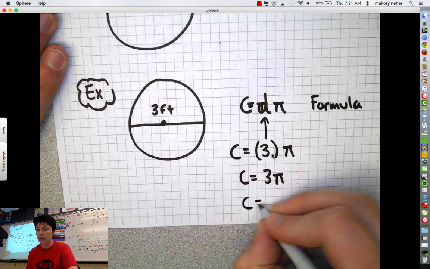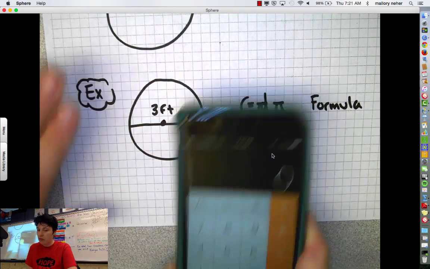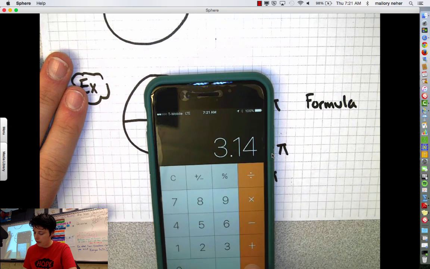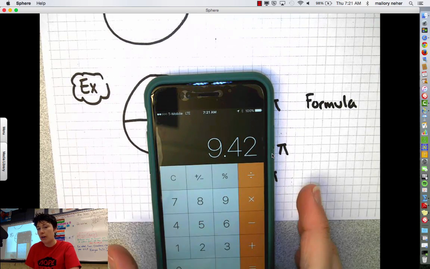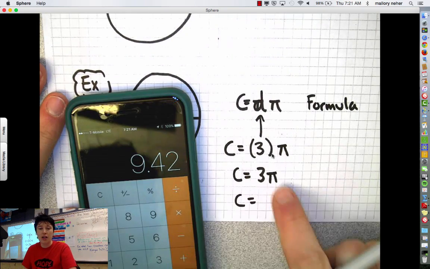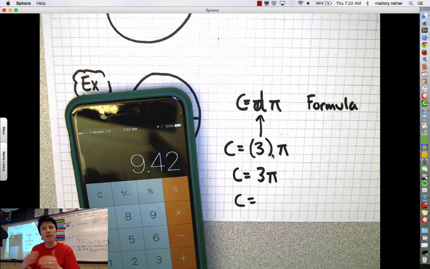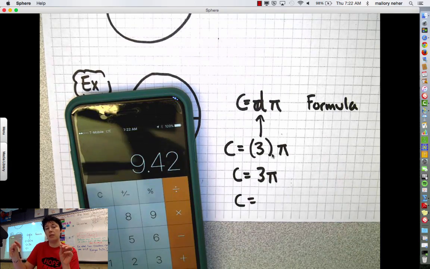If I do have a calculator, I can actually multiply this out. I'm just going to real quickly use my phone here. I'm going to do 3 times 3.14, and that is 9.42. But again, I'm going to remind you, I'm already rounding this problem. Pi is not really 3.14. It's really like 3.1415 and so on, a never-ending long decimal.